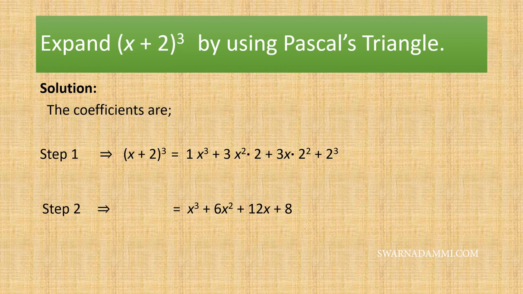In step 2, simplifying, we obtain the answer x cubed plus 6x squared plus 12x plus 8. So you can try out many binomials with larger powers using Pascal's triangle.